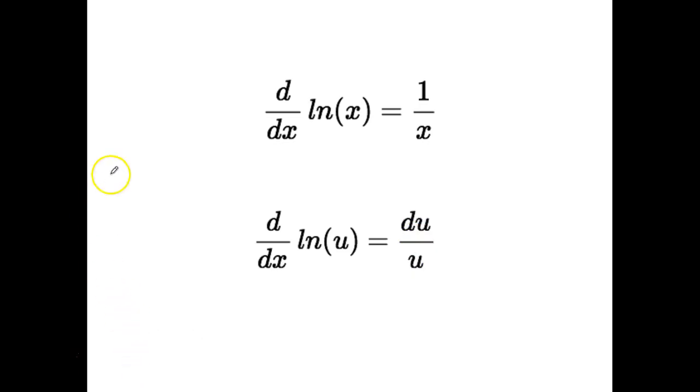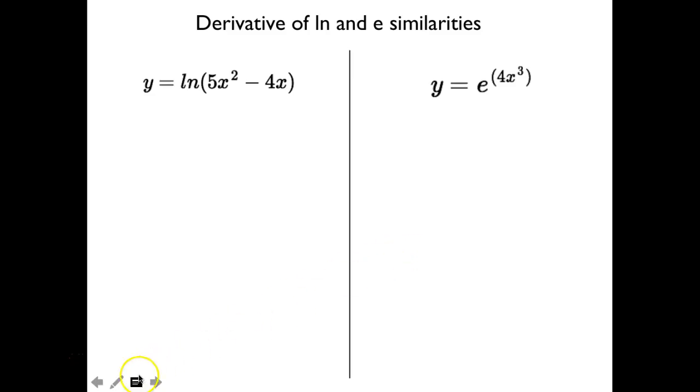Now, let's remind ourselves of the other one: the derivative of e to the u is du e to the u. Notice how the e stays in there. Notice here, natural log disappears from our derivative. You will not have a natural log anywhere in there. Let's do a couple practice problems.